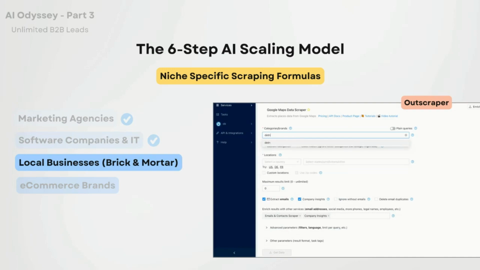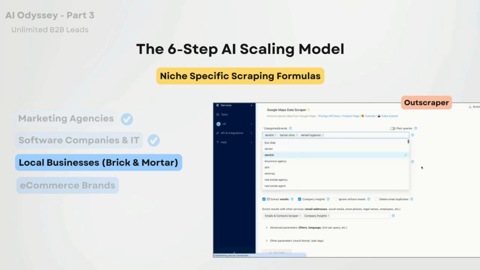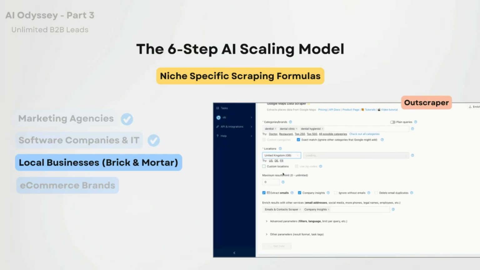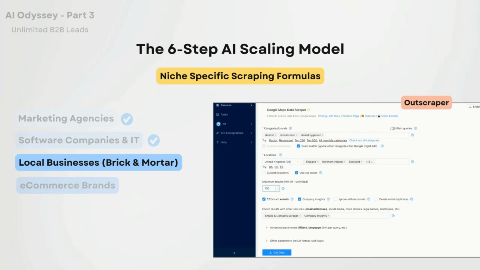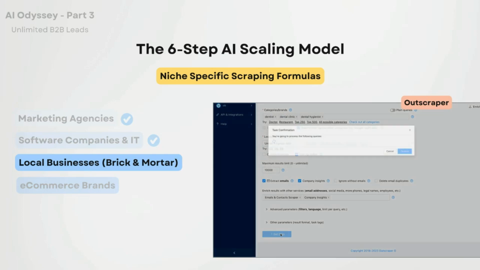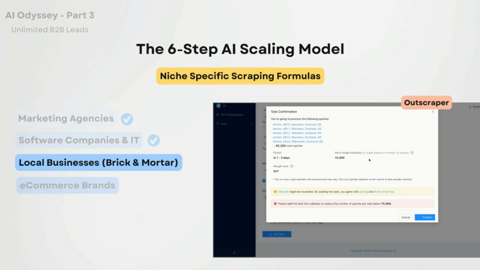Now, this is Outscraper again. So for local businesses like brick and mortar, you're going to go over and filter by dental clinic, dentist, etc. You are then going to add the exact match filter, and you're going to add your locations. Once you've added the locations, give it a maximum result limit of say 5 to 10,000. Make sure that if you want emails, extract emails is on, etc. And then you're going to begin the task. Remember that it is going to tell you there's an estimated cost, and you've just got to make sure that you're happy with paying that. Click continue, click confirm, and then pay, and then you're ready to go.